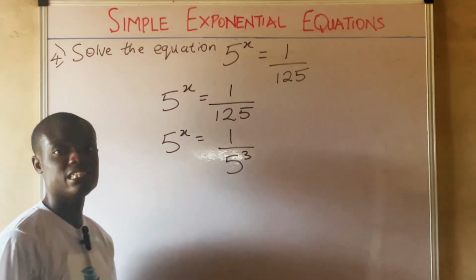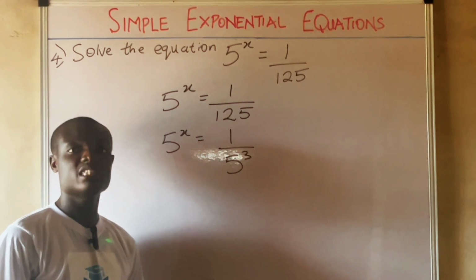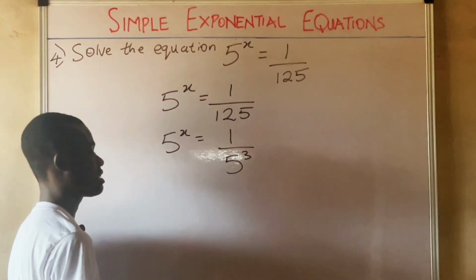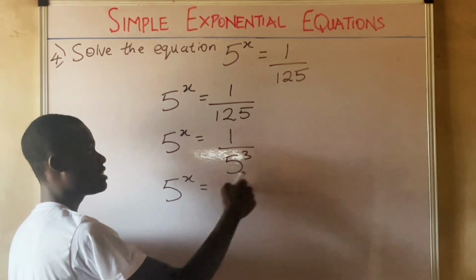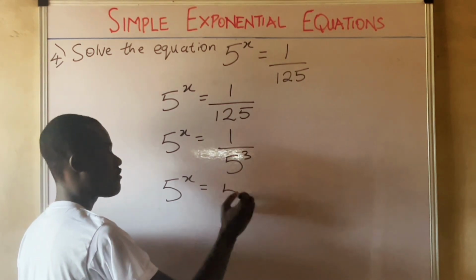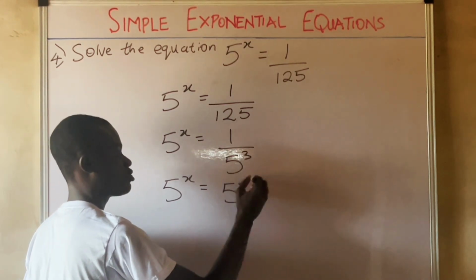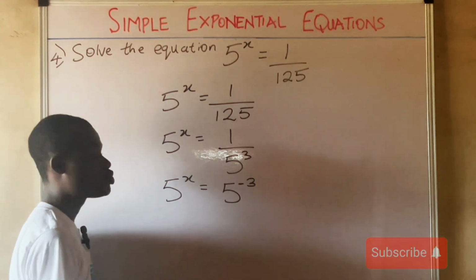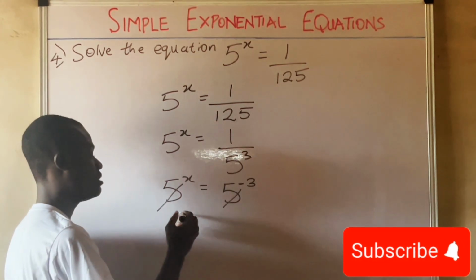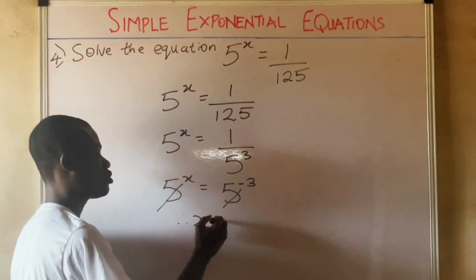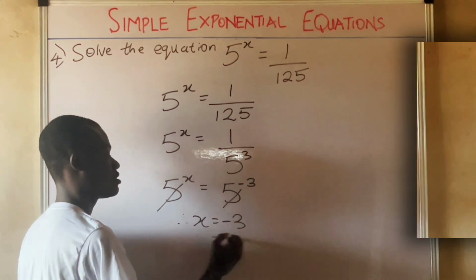Now, applying the inverse law or the negative index law, I can write this as 5 raised to the power of x is equal to 5 raised to the power of minus 3. The next thing we are going to do is to eliminate this base. So 5 will eliminate 5. When we eliminate the base, we can therefore say that x is equal to minus 3.